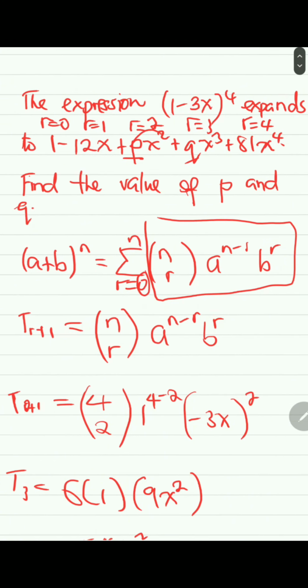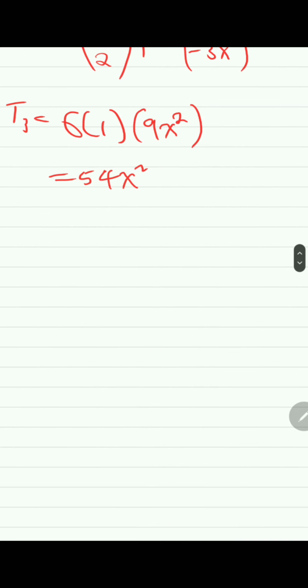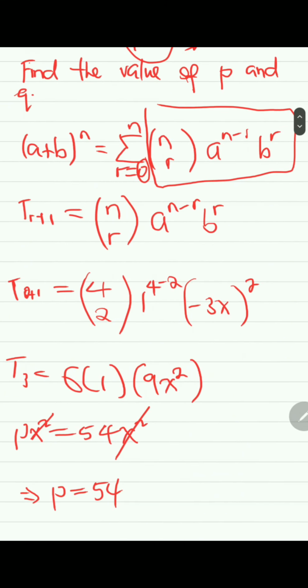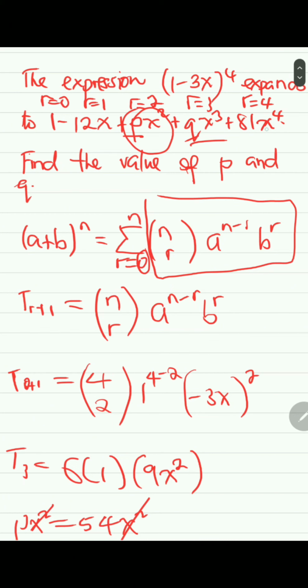Now this will be equated to what we have after expanding the binomial. So this is px squared. We write it on the left hand side. Now the x squared will cancel, giving us p to be equal to 54. So we have found the value for p.